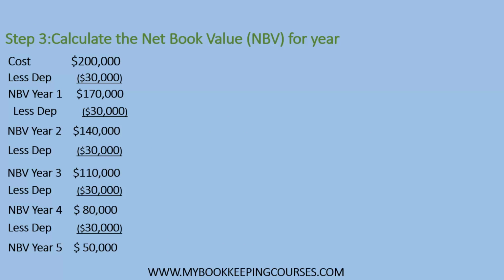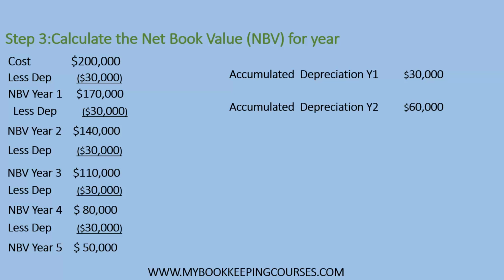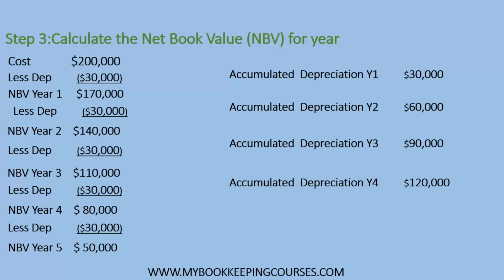Well, every year the 30,000 depreciation goes into your profit and loss account, but you will also have an accumulated depreciation account. So at the end of year 1, your accumulated depreciation, and this is the total amount of depreciation on the asset over all periods, is going to be 30,000. At the end of year 2, it's going to be 60,000, because accumulated depreciation is your total depreciation for the asset over all periods. So at the end of year 3, it's 90,000, at the end of year 4 it's 120,000, and at the end of year 5 it's 150,000.